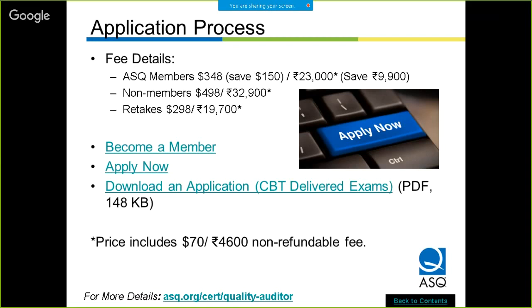So I suggest, if anybody is aspiring to take this exam, become a member. It may be an individual member or a corporate or enterprise member. As a member, you will get a discount on attempting this exam. In the same way, the application fee details and application documents for CBT, computer-based test, have been mapped here. And we need to understand that the amount we pay is a non-refundable fee.